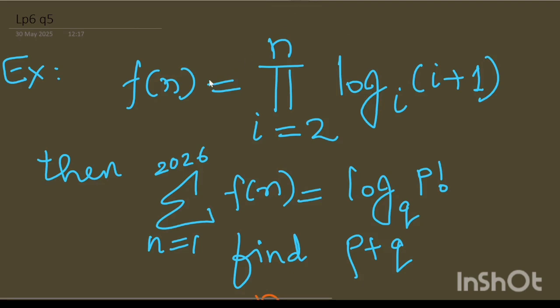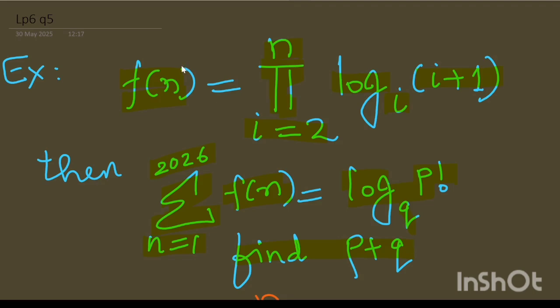Guys, let's see one question. Fn is product from i equal to 2 to n, this symbol pi also known as product, of log base i plus 1. Then this symbol is known as summation, n from 1 to 2026, Fn is log p factorial base q. We have to find the value of p plus q.